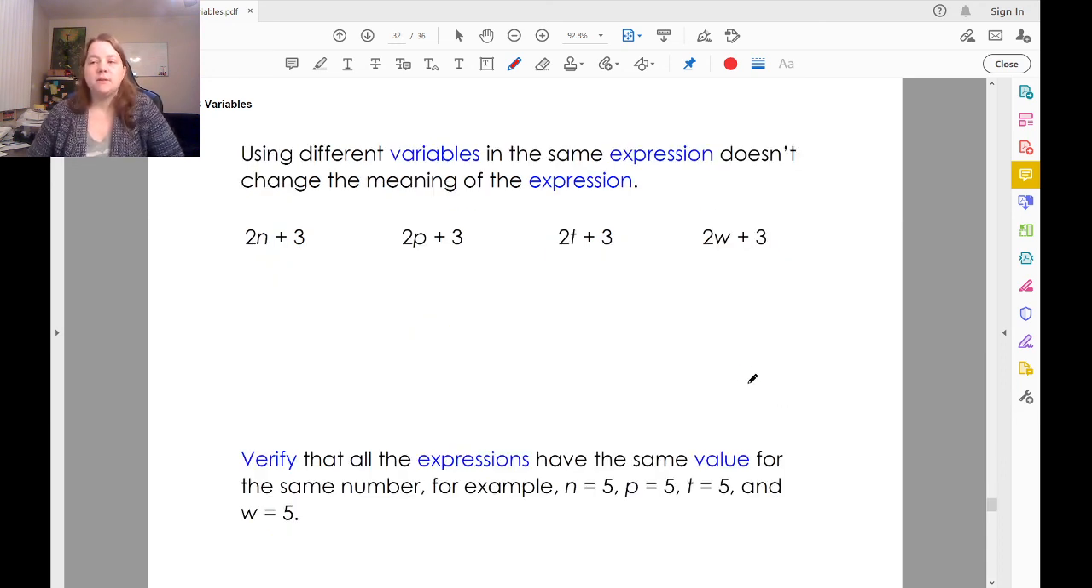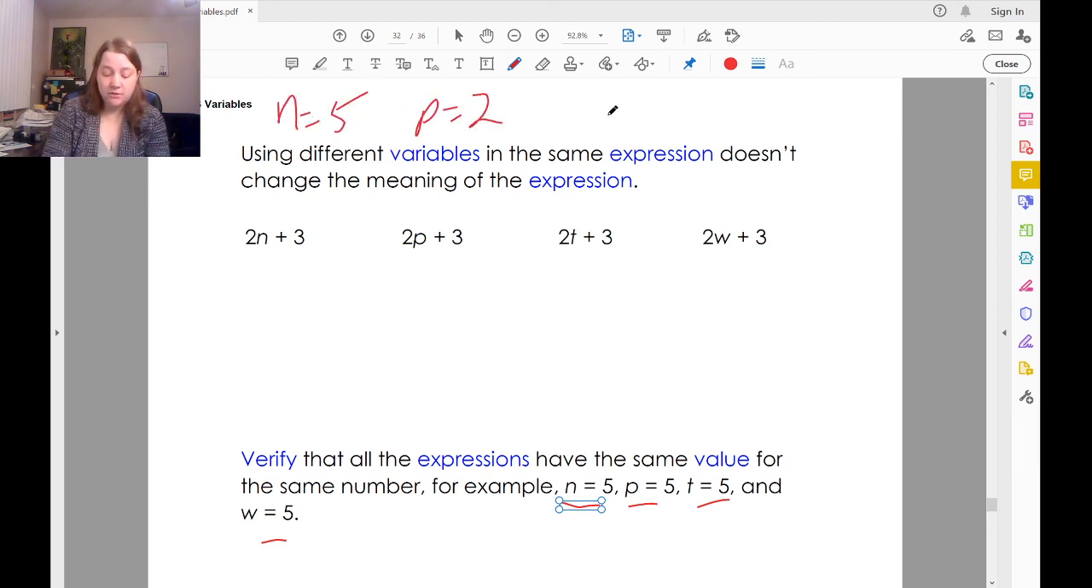Using different variables in the same expression doesn't change the meaning of the variables. They're going to tell you, if over here we see 2n plus 3, 2p plus 3, 2t plus 3, 2w plus 3, and we see n equals 5, p equals 5, t equals 5, w equals 5, we're going to get the same answer for each of these. If they tell us n equals 5, p equals 2, t equals 7, then we're going to get different answers for each of those equations.